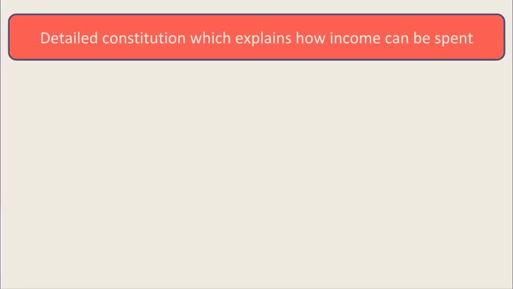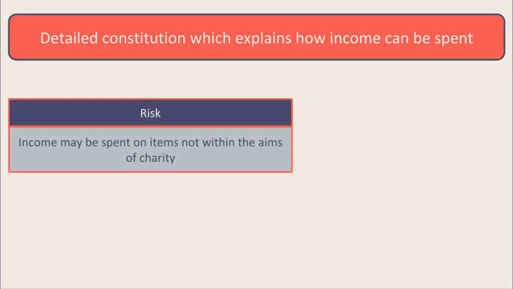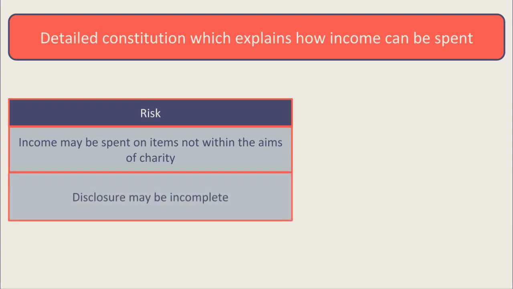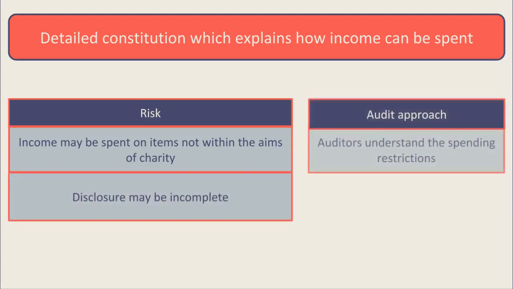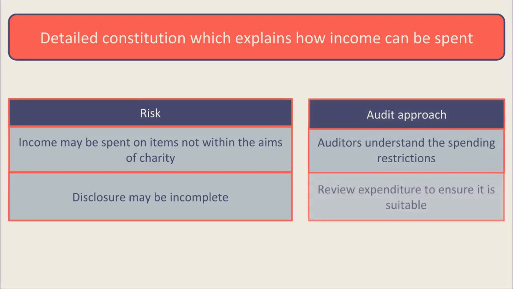There is a detailed constitution which explains how income can be spent. There is a risk that income may be spent on items not within the aims of the charity, and disclosure on this may be incomplete. The audit approach would be to ensure the auditors understand the spending restrictions. They should carefully review expenditure to ensure it is suitable.